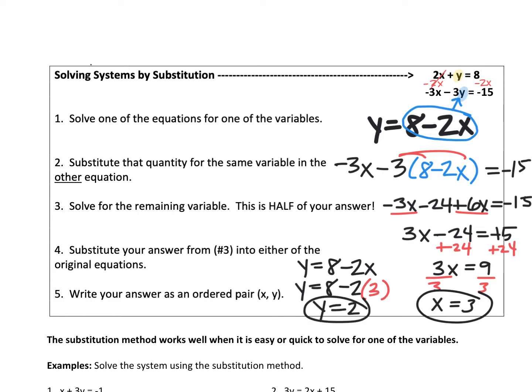Okay, you get 2 answers, an x and a y, and then you write it as an ordered pair. So my final answer is the point (3, 2). If I were to graph this system, that would be where they cross.